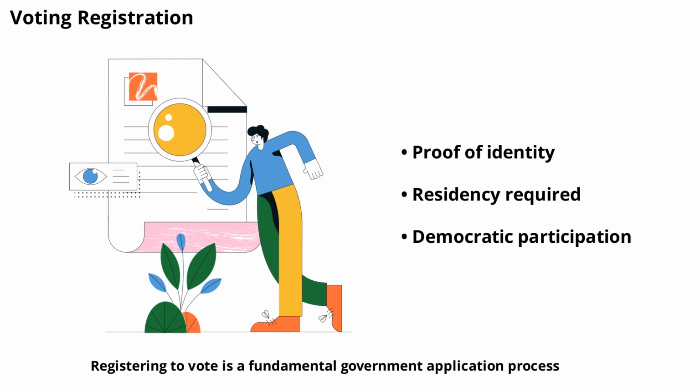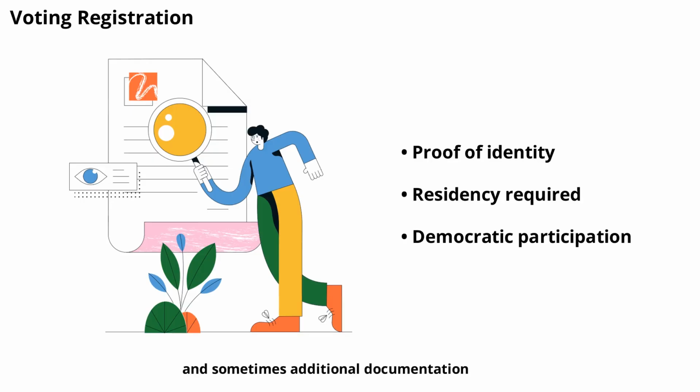Registering to vote is a fundamental government application process. This involves providing proof of identity and residency, and sometimes additional documentation. Voter registration ensures that elections are fair and that only eligible citizens participate. It's an important step in exercising your democratic rights.